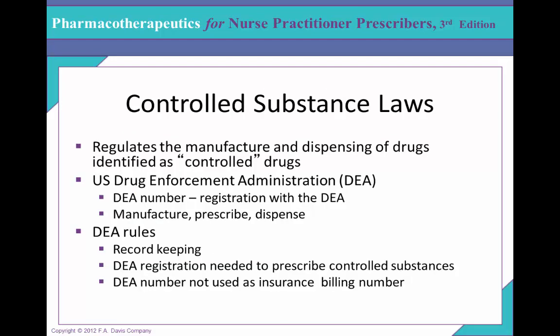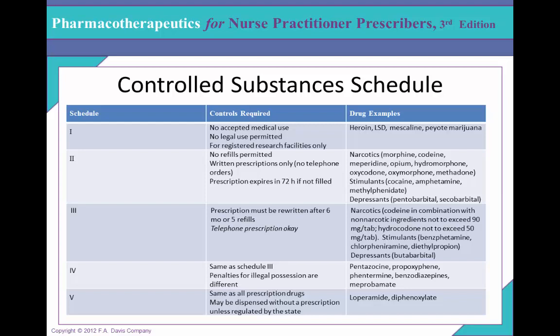So again, controlled substances are regulated by the FDA, and you need to have a DEA number to be able to prescribe controlled substances. You need to know the controlled substances schedule for your exam as well. This is very important. Schedule number one, for example, heroin and marijuana, soon no longer will be Schedule 1. It's not accepted for medical use.